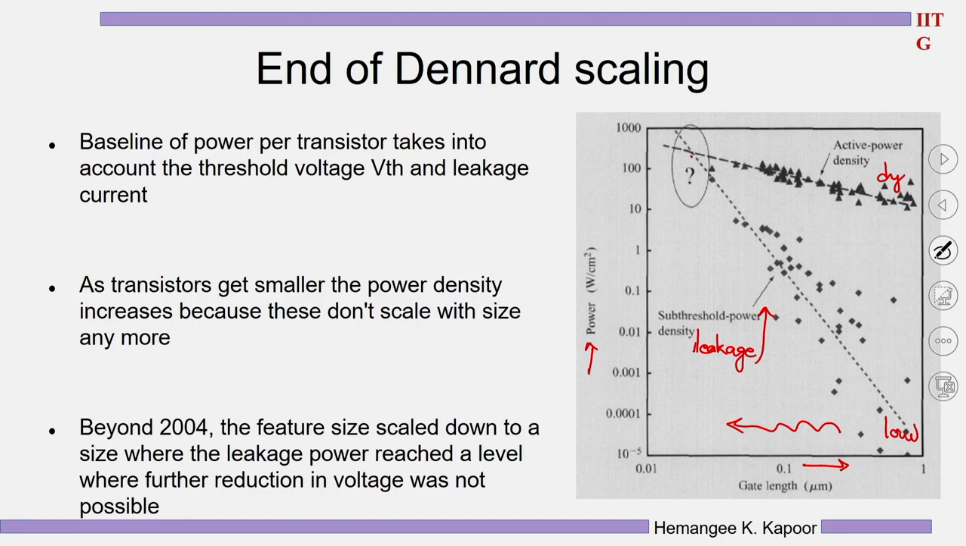So even if I'm not using the device, the leakage current is dissipating and I'm consuming power without even using the device. So as we shrink the transistors, the power density has started increasing and it is not coming down because the leakage is increasing.